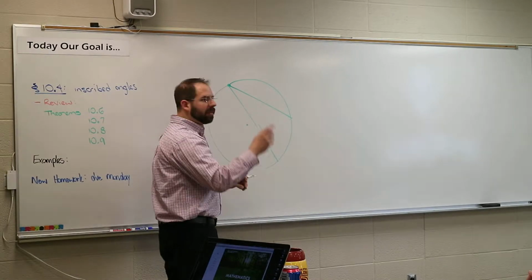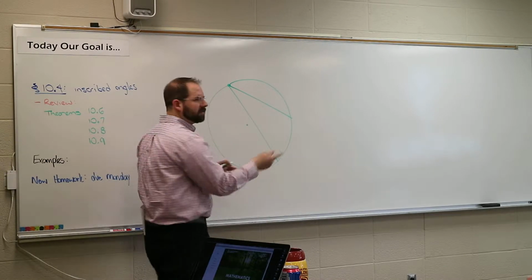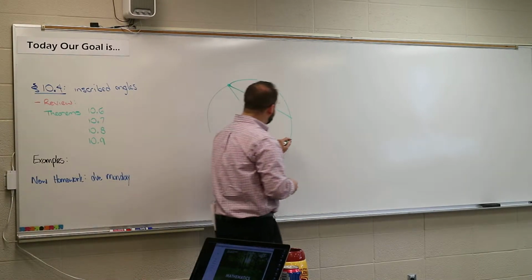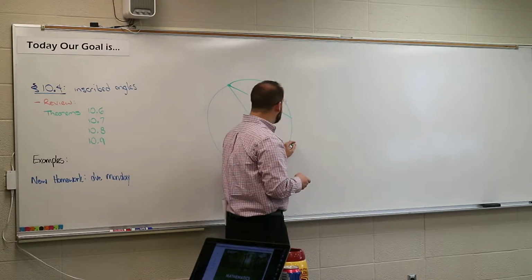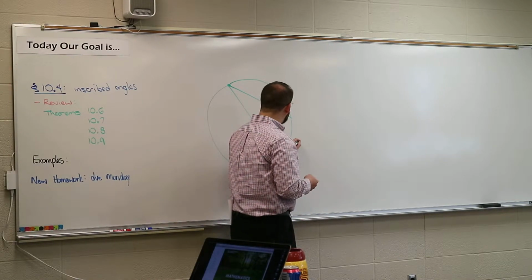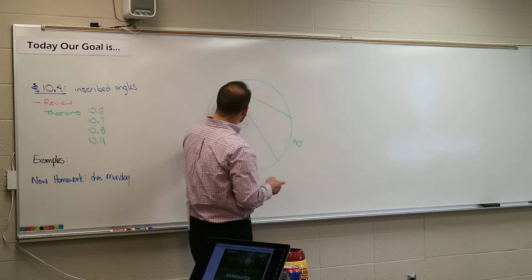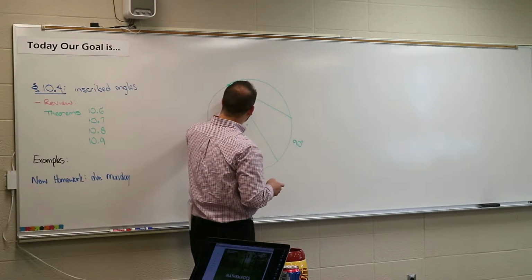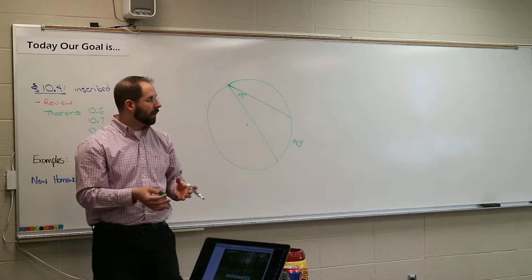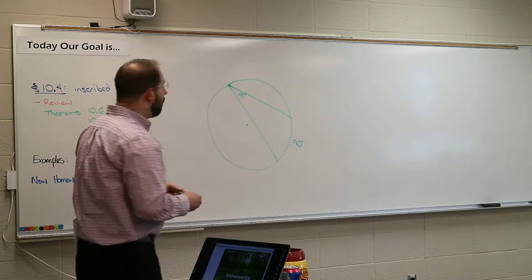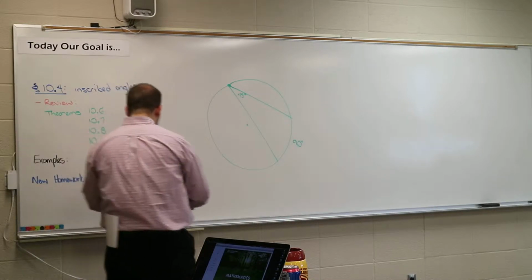Doesn't really matter. But what theorem 10.6 said, and that's the one I think we did Tuesday, was that if you had this angle here, let's call it 90 degrees. It doesn't even look close to that. Let's say it's 90. Then the angle that's across from it would have to be half of it. That's the concept that we've had. Okay, that's the idea.